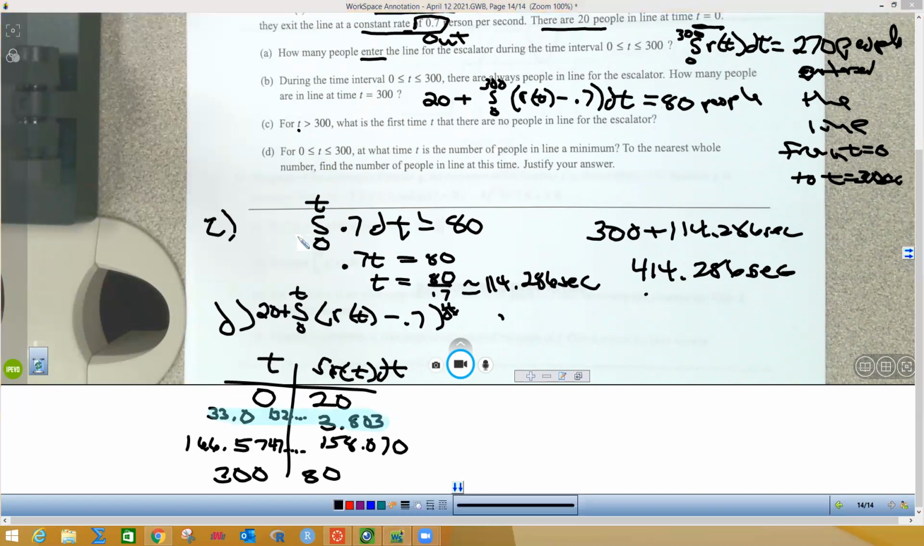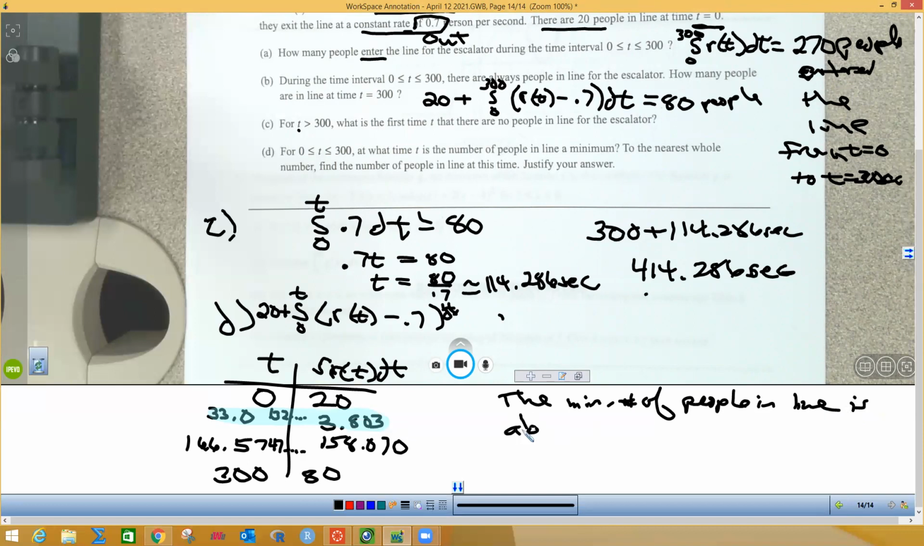So I would write the minimum number of people in line, and you can actually use three different numbers here. You can say 3, you can say 3.803, or you can say it is about 4, because we're not going to use a decimal point of a person. It's about 4 people at time equals 33.013 seconds. And that's the end of problem number 1.